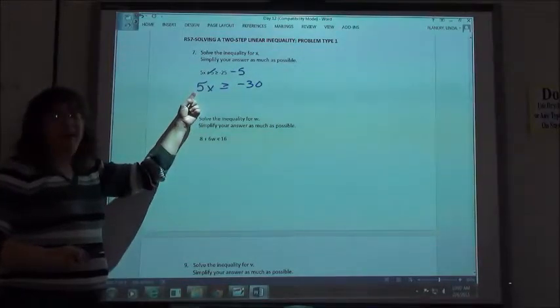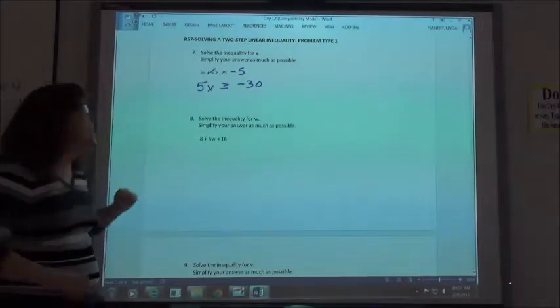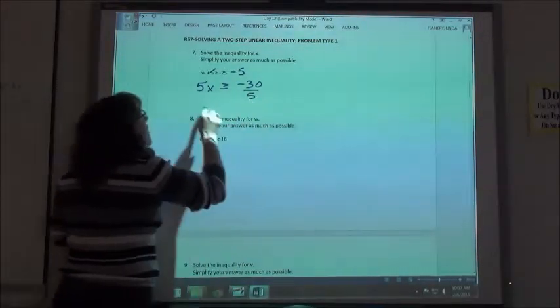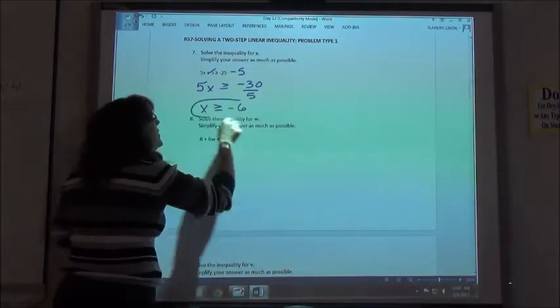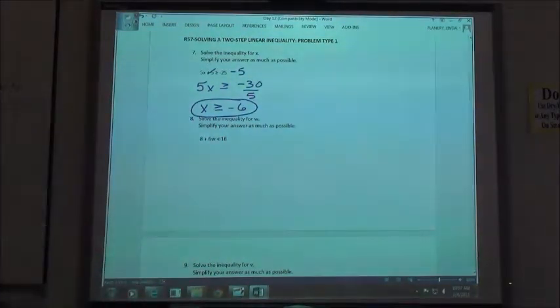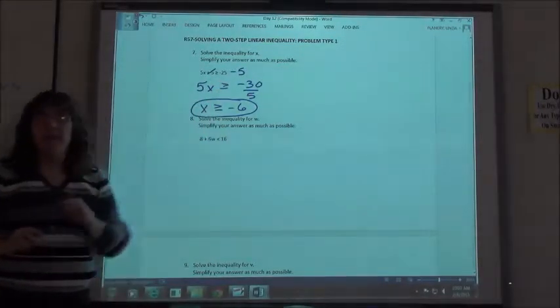Here I'm going to divide. I'm going to divide by a positive 5, so my sign's going to stay the same way. X is going to be greater than or equal to, and then I simplify my fraction, negative 6. So if this coefficient is positive, my sign's going to stay the same way.